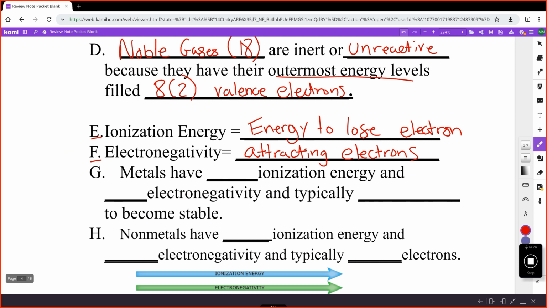And so what typically happens is metals are all the way to the left side of the table. They have low valence electron numbers, and this leads to them having low ionization energy and low electronegativity. Typically, a metal like sodium wants to lose its electron, and it's good at losing its electron. It doesn't take a lot of energy. It doesn't try to attract new electrons, and therefore they typically become positive elements, or positive ions.